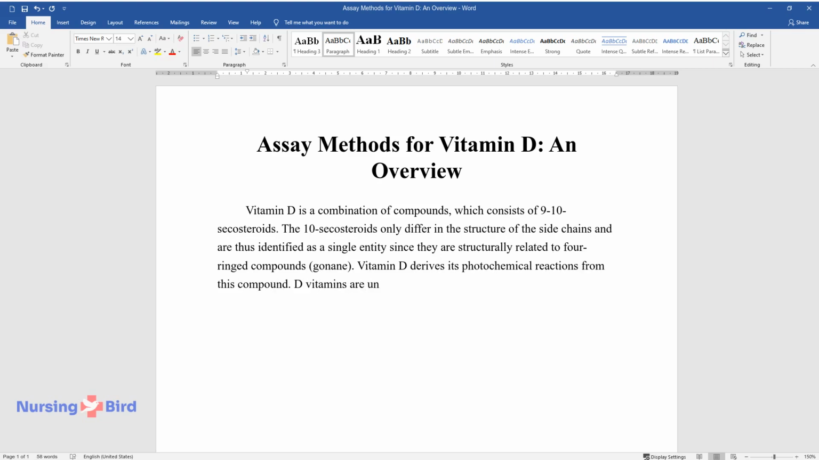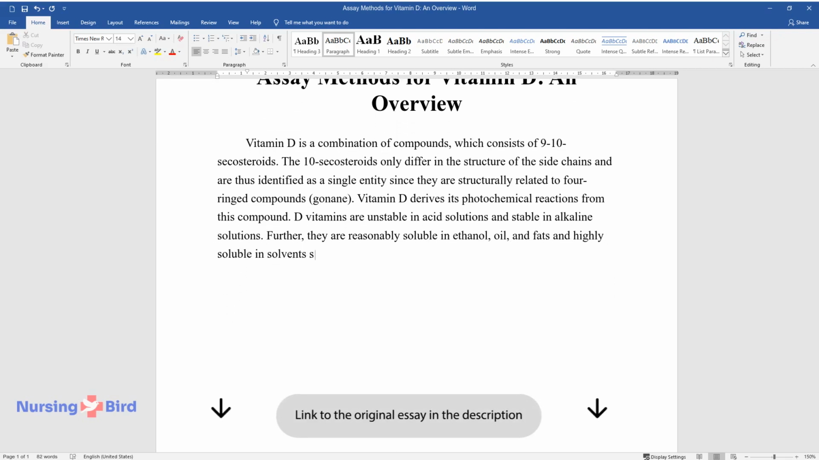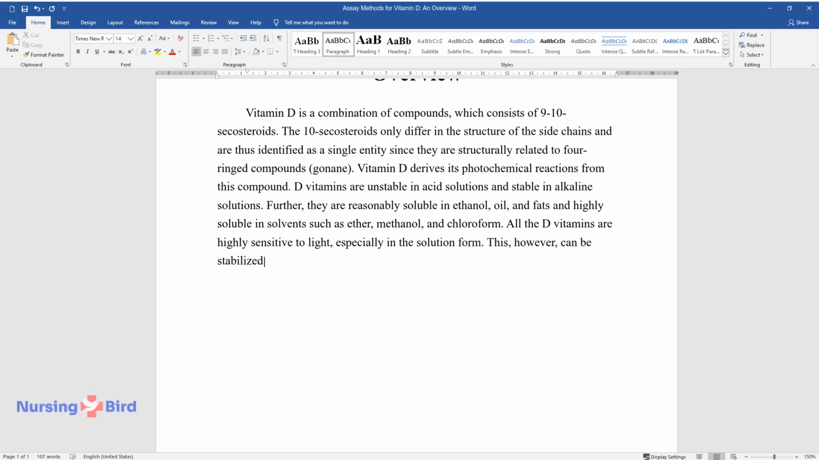D vitamins are unstable in acid solutions and stable in alkaline solutions. Further, they are reasonably soluble in ethanol, oil, and fats and highly soluble in solvents such as ether, methanol, and chloroform. All the D vitamins are highly sensitive to light, especially in the solution form. This, however, can be stabilized through the addition of vitamins A and E into the solutions.